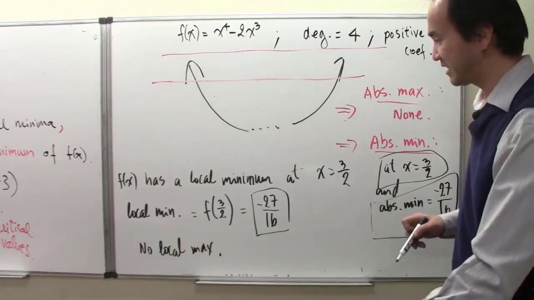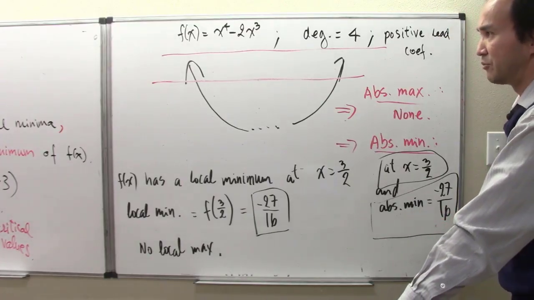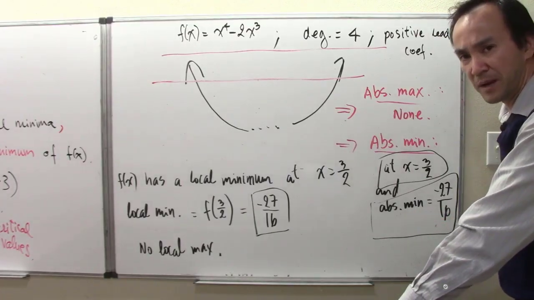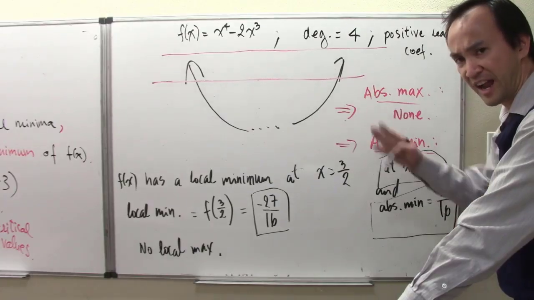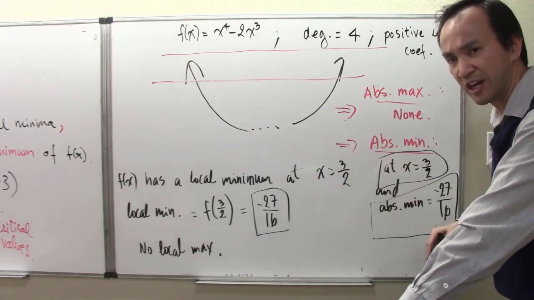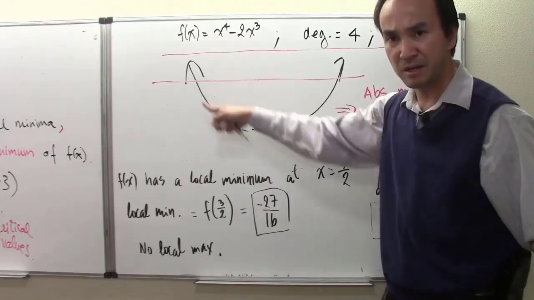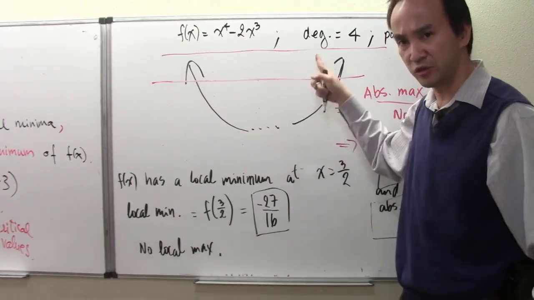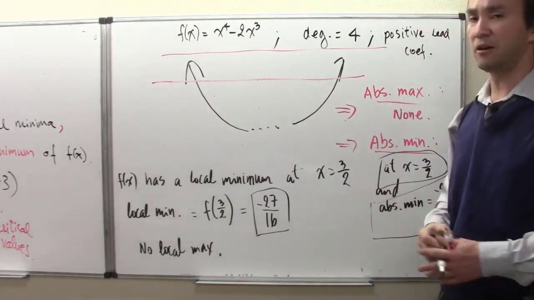Okay, so that's the way we utilize what we have when we're finding the absolute maximum and absolute minimum for a function that has completely no interval of restriction at all. Then we have to bring in the end behavior details here, so that we can find out.